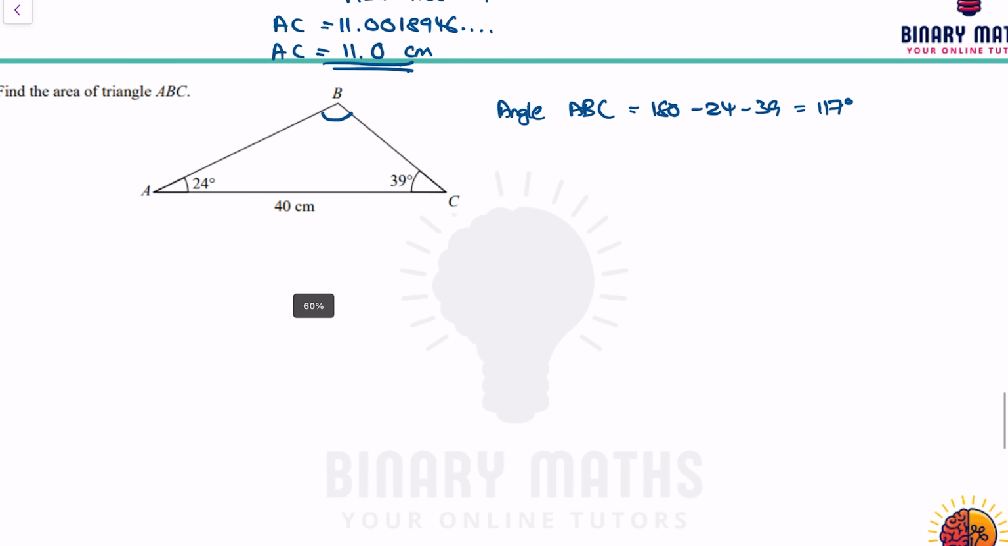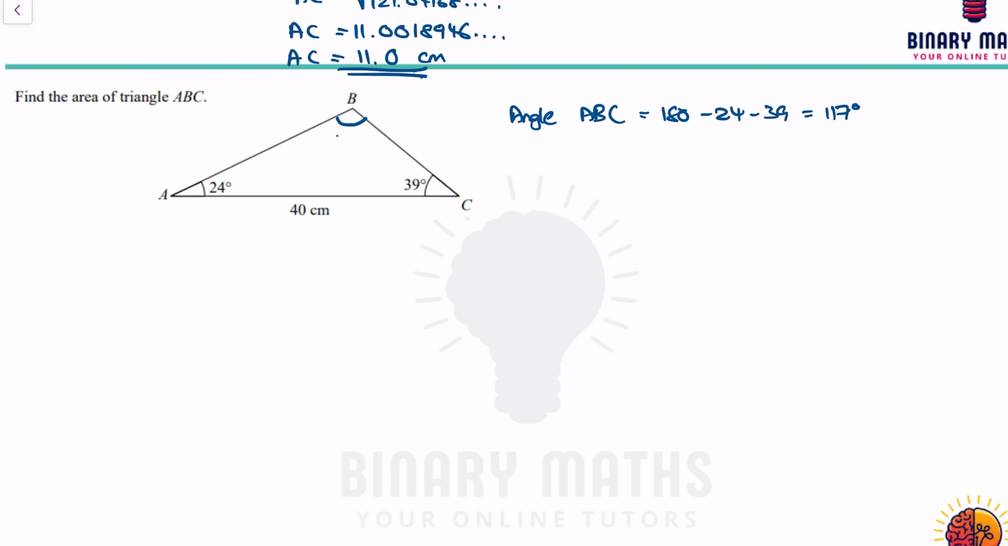So this is 117 degrees. Okay, so now using sine rule, because I've got an opposite length and angle, I can either find the length of AB or the length of BC. Let's find out the length of BC. So using a over sine A is equal to b over sine B, because we're trying to find a missing length, I've got x over sine 24 must be equal to 40 over sine 117.